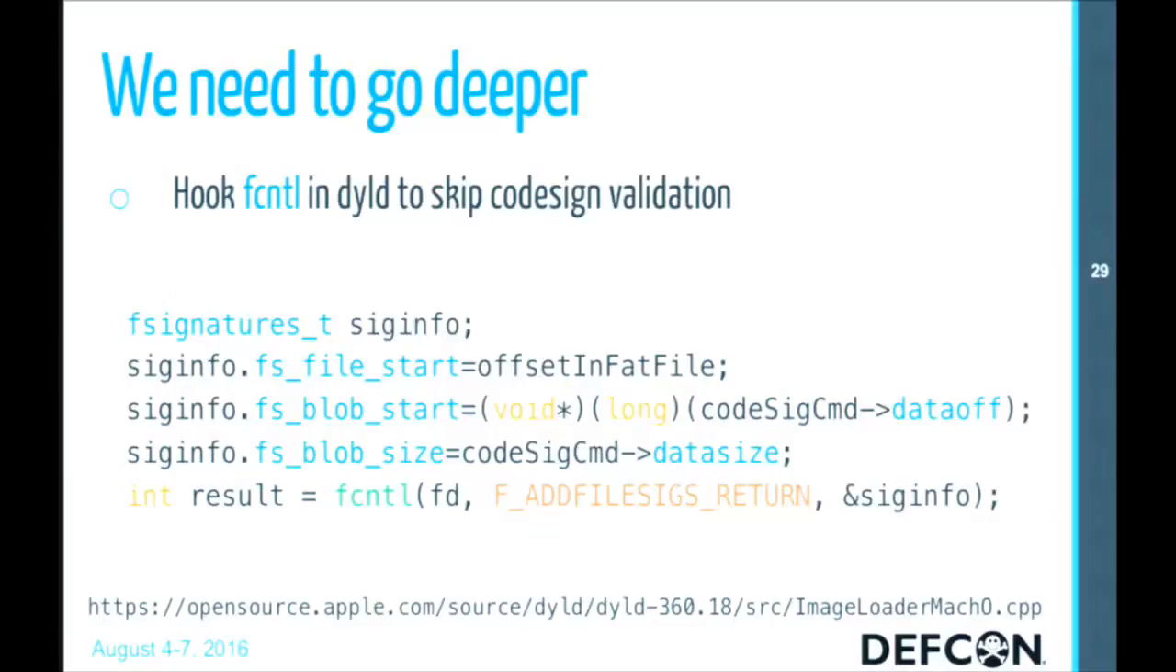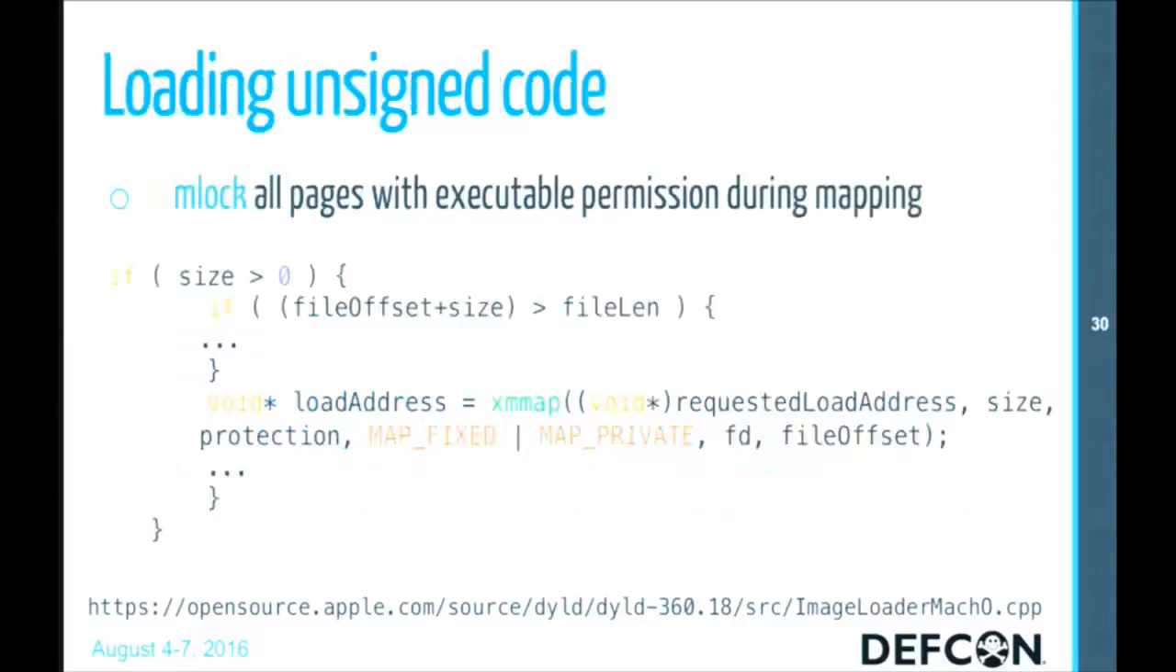So if we can overwrite or hook fcntl, we can prevent code signature load from disk. The next interesting function is mmap. The dynamic linker uses it as a wrapper for mmap for mapping the segments. So the idea is if we can hook mmap and mlock all the executable regions during the mapping, we can prevent the code sign check.